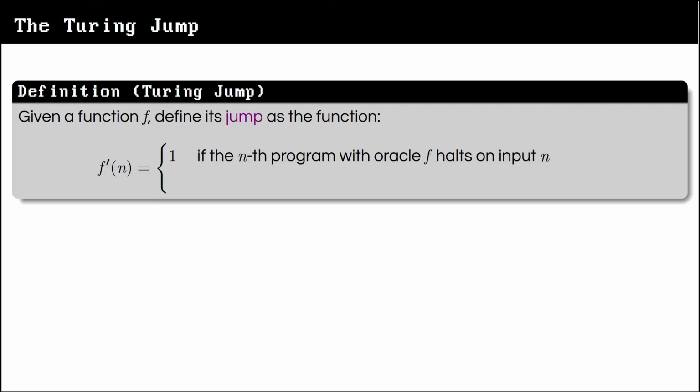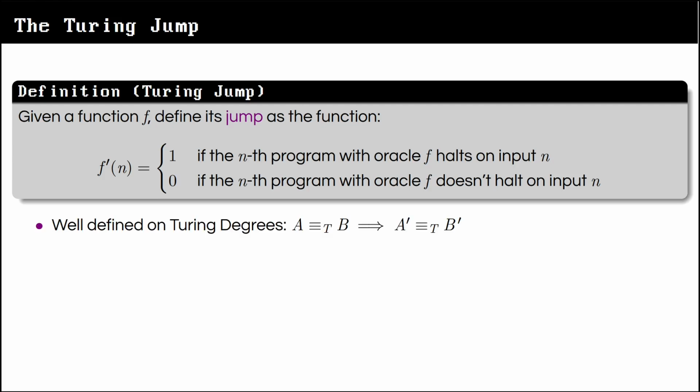The Turing degrees are also equipped with what's called a jump operation. Given a function f, we define the jump of f as the function f prime, which solves the halting problem on programs with access to oracle f. That is, f prime of n is 1 if the nth program with oracle f halts on input n, and 0 if it doesn't. This operation is well defined on Turing degrees. If we take any two functions in the same Turing degree, their jumps will also be Turing equivalent, and so it makes sense to talk about the jump of a Turing degree.